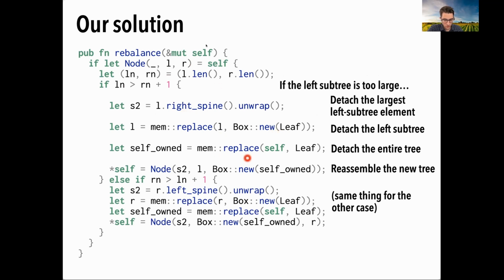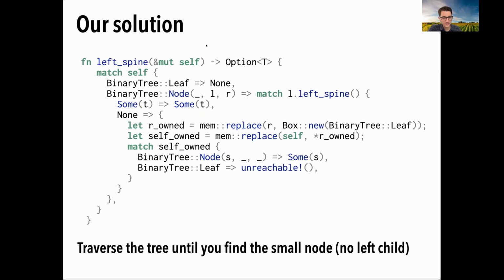Then you're going to detach the whole tree itself out of self. And then finally, you're going to restore that new tree by creating a node with the roots that you had just detached and store that back into self. And then the helper function, right spine, is also something that has to be designed as part of this assignment. So roughly speaking, it looks like this.